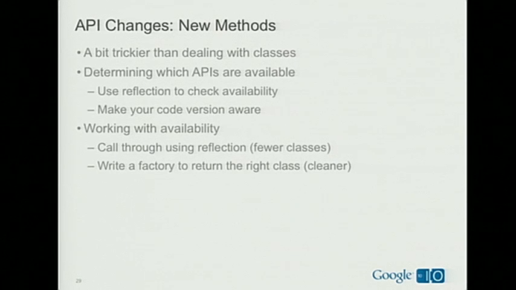So in the detection phase, I have the choice of using reflection to see if a given class has a method available, or I can take the step to make my code version aware, which means I'll have some bit of code that has this lookup table that says, in this version of the OS, I have these APIs available. In this version, I have these APIs available, et cetera, et cetera. And then that code can just look at the build version number. The downside of this, of course, is that this is pretty brittle. It's open to human error. And it means that when new versions come out, you're going to have to scramble and update this code.